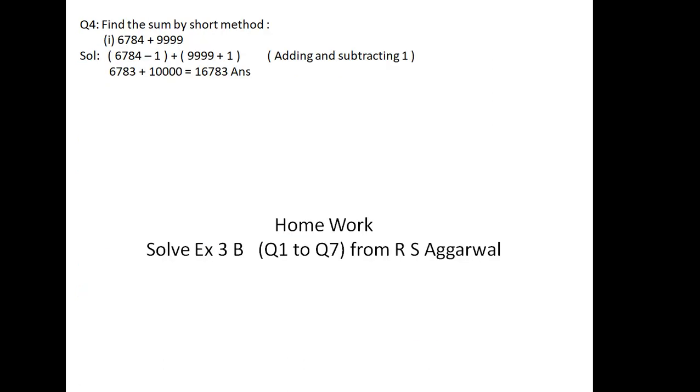Now question number 4 says: find the sum by short method. The first one, 6,784 plus 9,999. Here in the first number I am subtracting 1, and in the second number I am adding 1. This is adding and subtracting 1. So when we subtract, it will come 6,783, and when we add plus 1, it will come 10,000, and when we add both the numbers, it will come 16,783. This is the answer. Now homework for you all: solve exercise 3b, question number 1 to 7 from RS Agrawal.